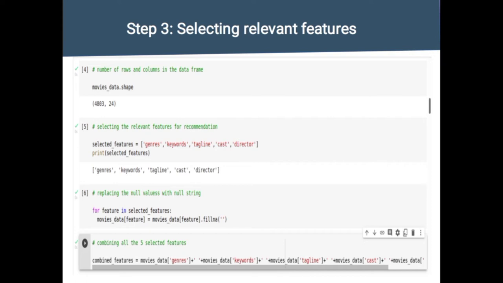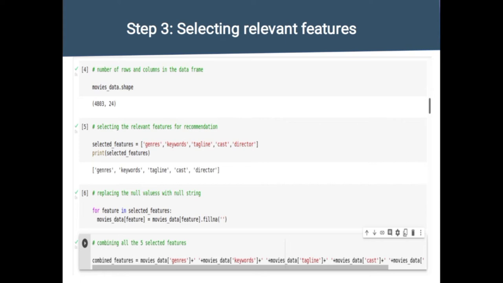Okay. What next we are doing is we are replacing all the null values with a null string. In the data frame which we are having, sometimes we may have some missing values, right? So those missing values need to be replaced with a null string. So that's what we are doing in the next step. So we are taking a for loop. This for loop runs over all 5 different features that we took: genre, keywords, tagline, cast, and director. So each time the for loop runs, it takes each feature. First, it takes genres and runs over the column. Wherever it finds a missing value or a null value, it replaces that null value with a null string. This way it takes keywords, tagline, cast, and director. So this is how it replaces all the missing values with the null string.